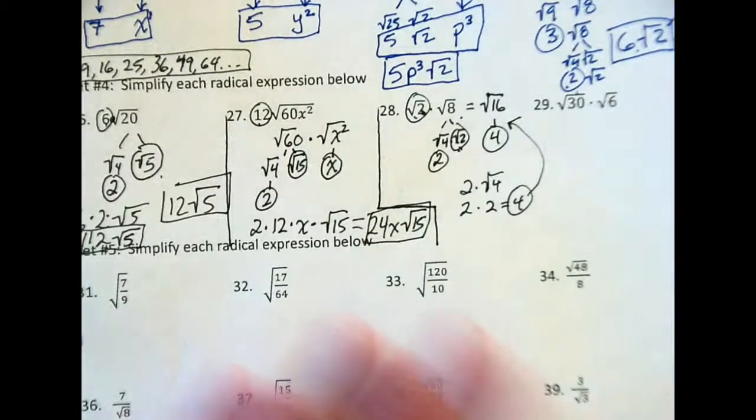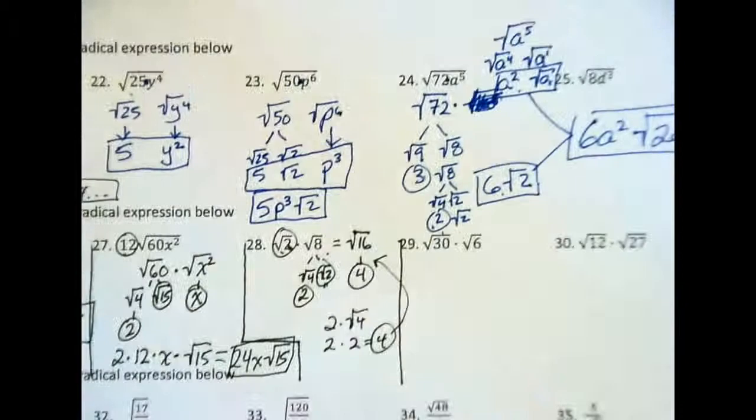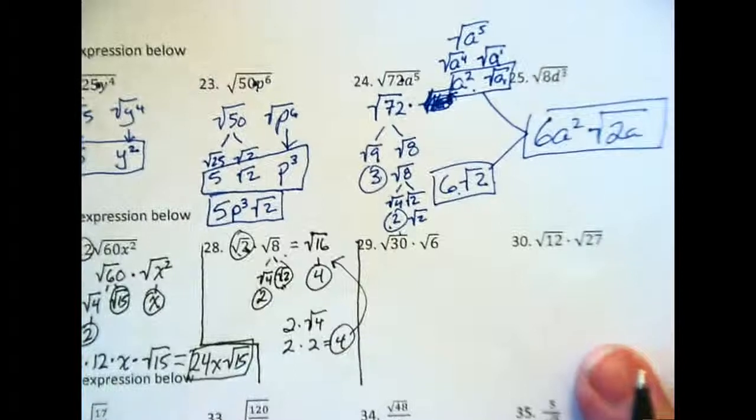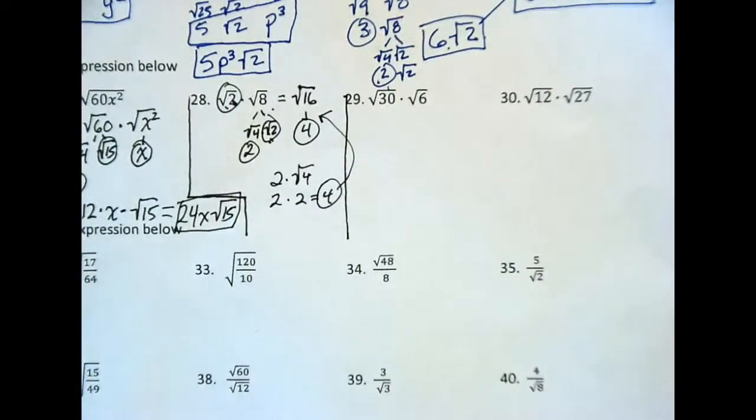Sometimes it doesn't. Sometimes it takes less time that way, or more time that way. I want everyone to try numbers 29 and 30, please. 29 and 30. Are you supposed to get a decimal?